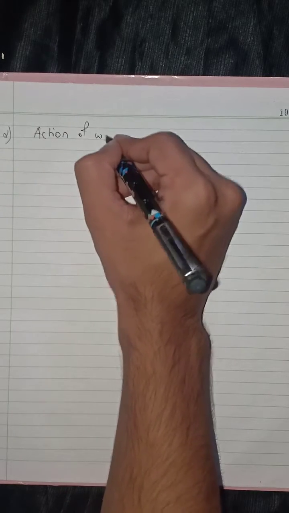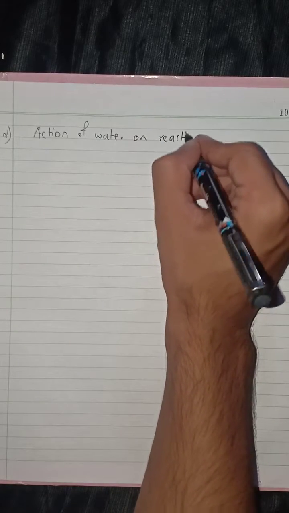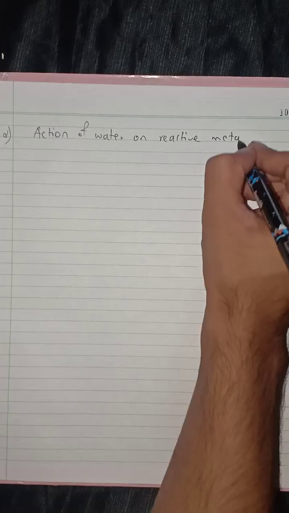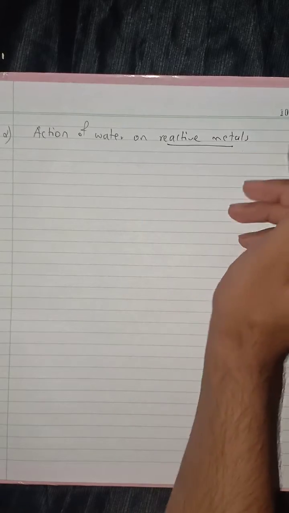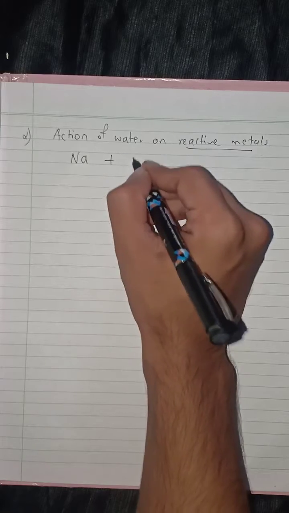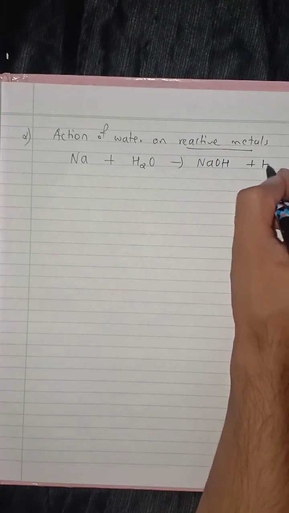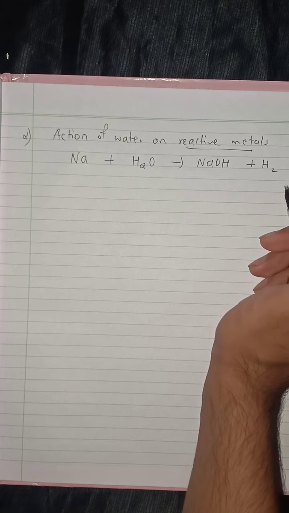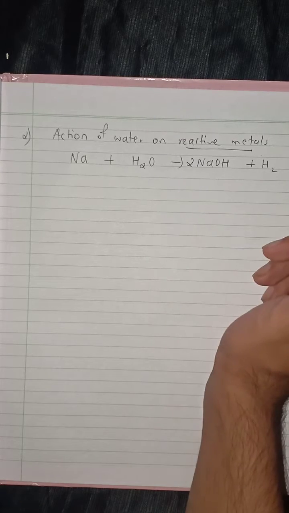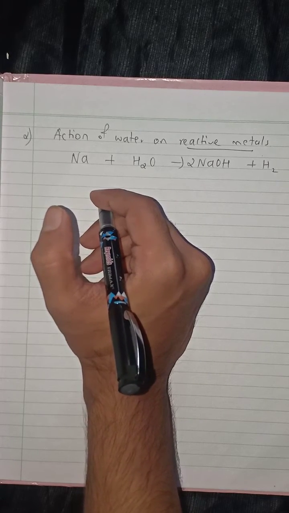Action of water on reactive metals. What do you mean by reactive metals? Reactive metals are those metals which react easily with water also. Last year we learned that sodium reacts with water, so it releases NaOH and hydrogen gas gets evolved. K also you can take, calcium also.